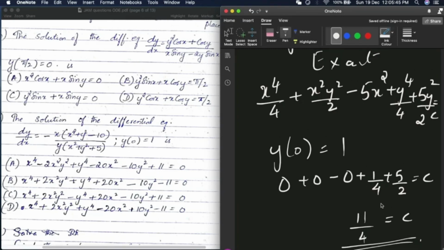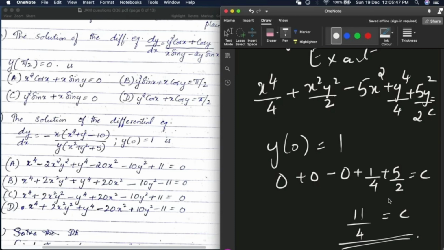Option D, ma'am. Answer is D, correct. X raised to 4, yes. 2x square y square plus y raised to 4. 5 4 yes, 20 minus 20x. Oh, this is all plus or minus difference only. You have to be very careful. Minus less. B is the correct answer.